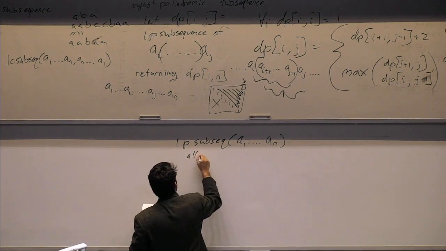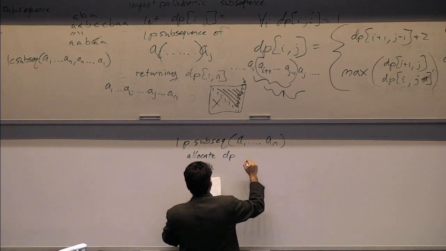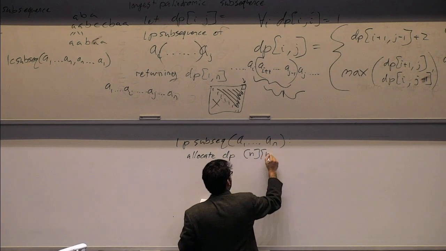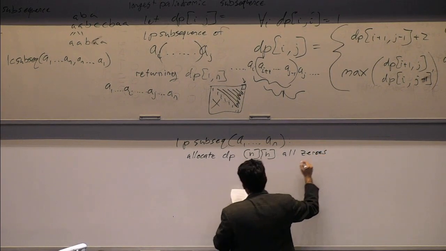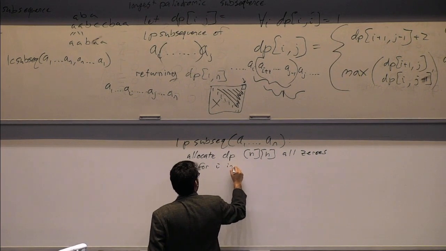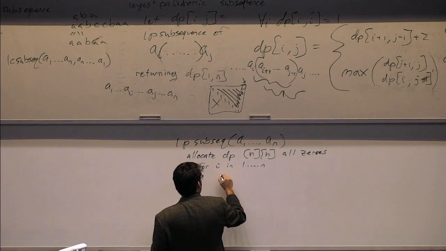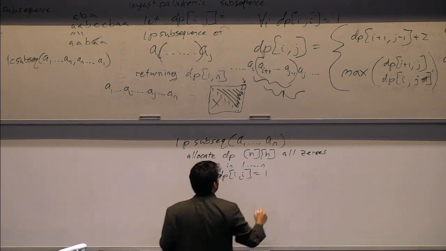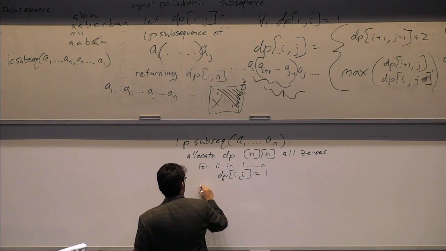We'll allocate DP of size N by N, all zeros. For i in 1 to n inclusive, we'll do DP of i, i is equal to 1, right? So we're setting the diagonal to be 1. Here's the hard part. It's going to be like this.